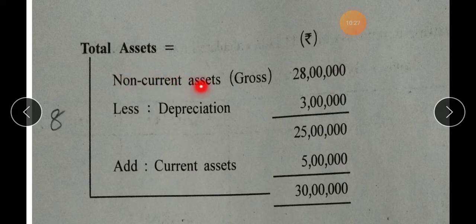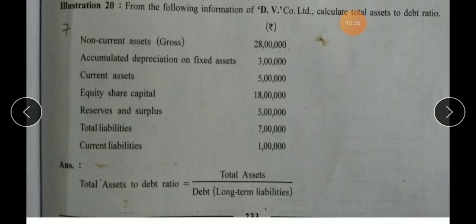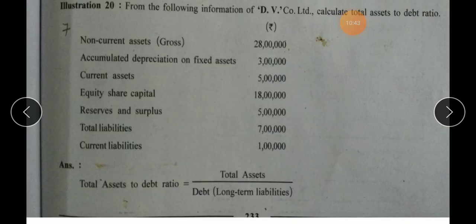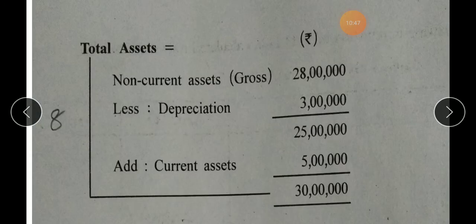So non-current assets 25 lakh plus current assets 5 lakh. Current assets are also given in the question. So total assets are 30 lakh. No other item from this many things will appear in total assets. So we have obtained total assets 30 lakh.